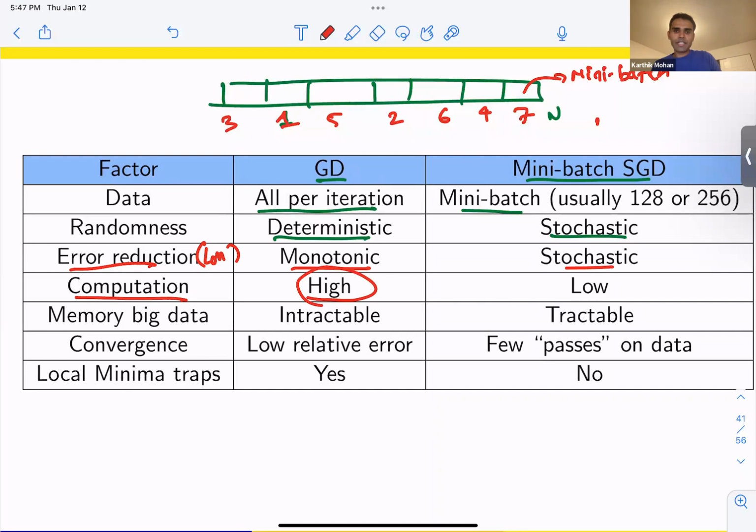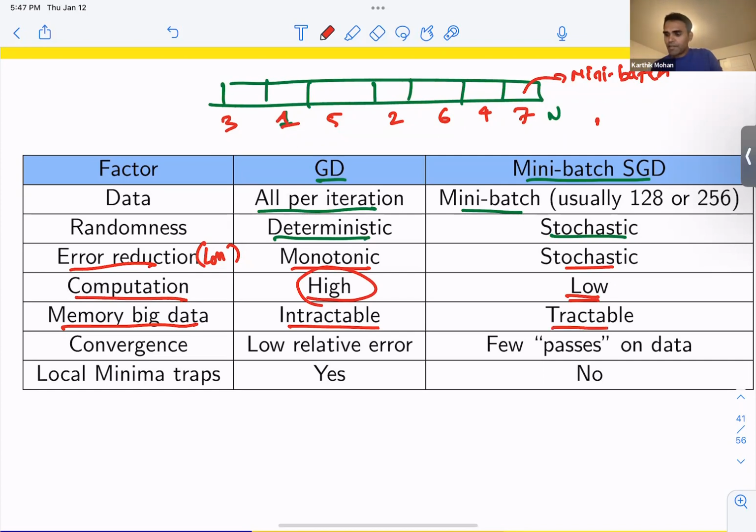So imagine you're dealing with 100,000 data points. Okay, I have a very powerful machine with a lot of memory. I am able to load everything, but I still have to do computation across 100,000 data points. So the computation is still high. So we say the per iteration complexity is high. The per iteration complexity for mini batch is low because you're only dealing with 100 data points or 200 data points. So memory for gradient descent is usually intractable because for large data sets, I can't scale.